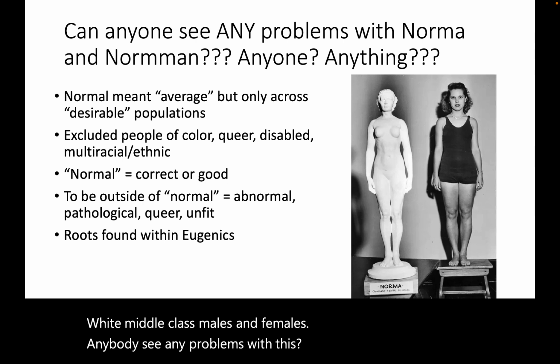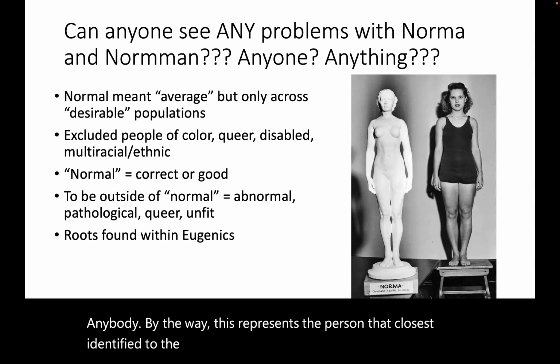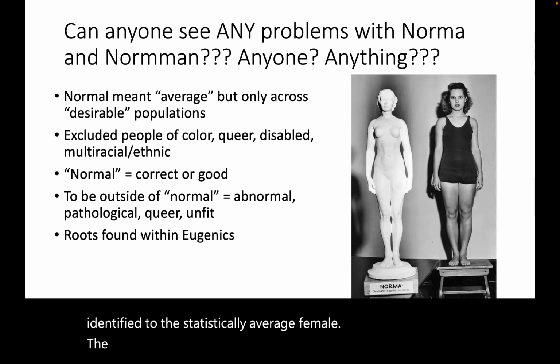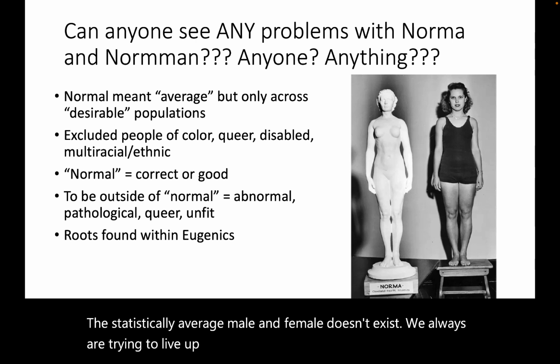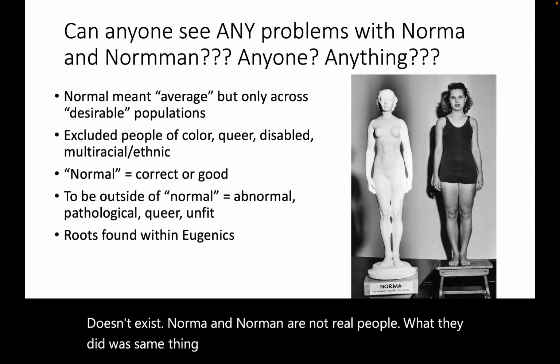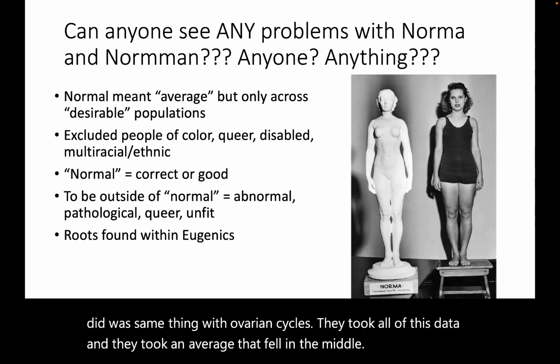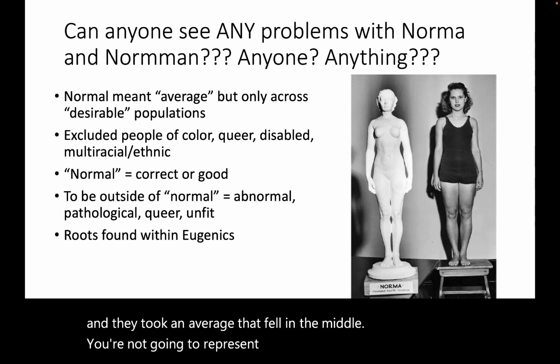Anybody? By the way, this represents the person that most closely identified to the statistically average female. The statistically average male and female doesn't exist. We are always trying to live up to an idea that doesn't exist. Norma and Norman are not real people. What they did was, same thing with ovarian cycles, they took all of this data and they took an average that fell in the middle. You're not going to represent the population when you do that.